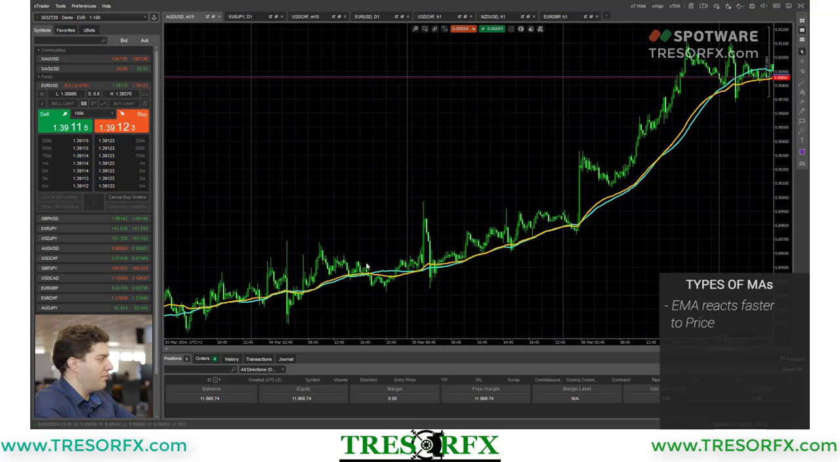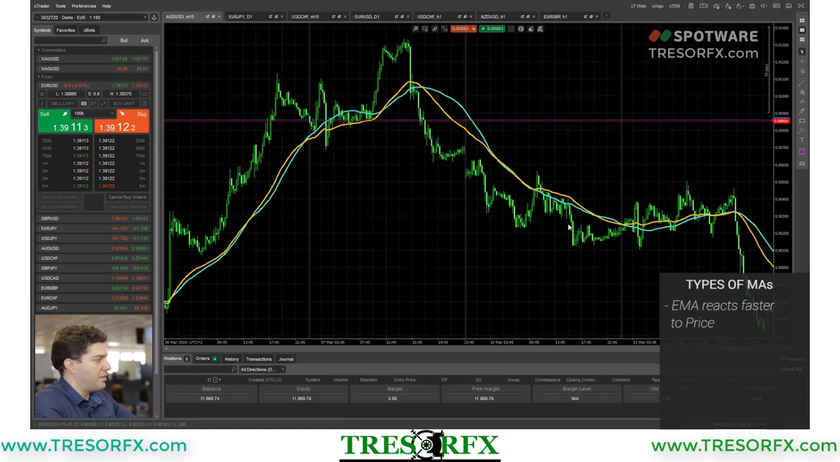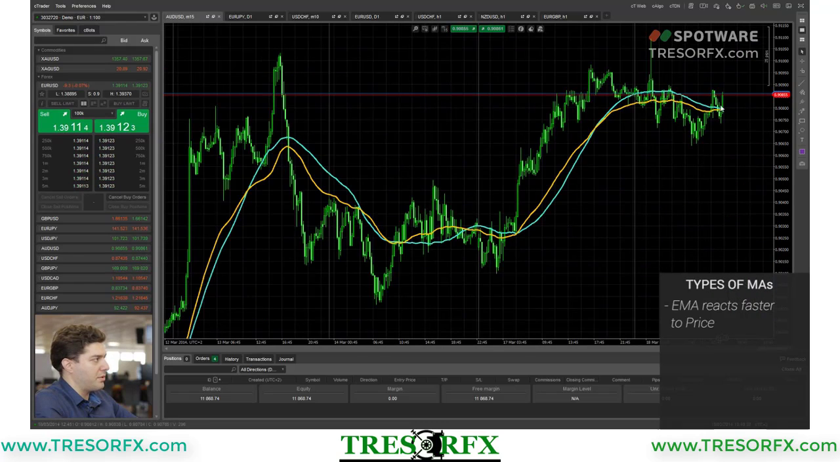The reason it reacts a bit faster when the price is changing is because it takes the latest price into account more than the previous prices. So the last candlestick that's plotted is taken more into account when plotting the indicator.